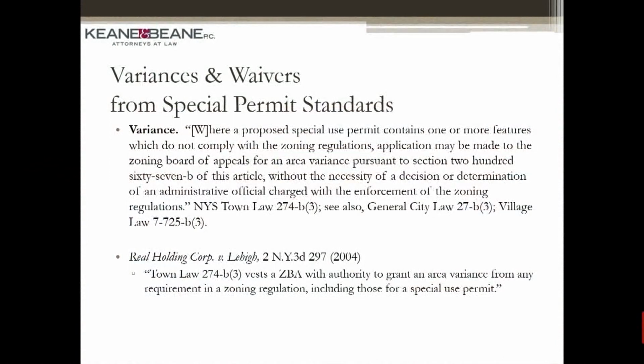Yep. So there was a case that went all the way up to the Court of Appeals, which is the highest court in New York, back in 2004, that confirmed, in fact, that the New York State statutes do allow the zoning board authority to grant area variances from special permit standards. So there was a question in the law about whether that was the case or not, and that was resolved almost 20 years ago at this point.